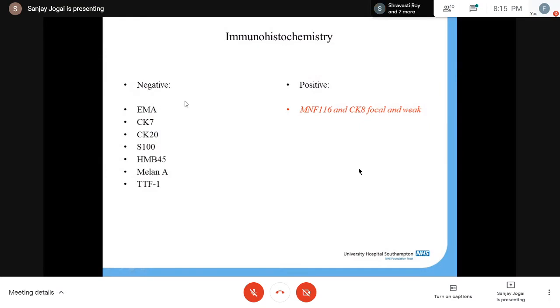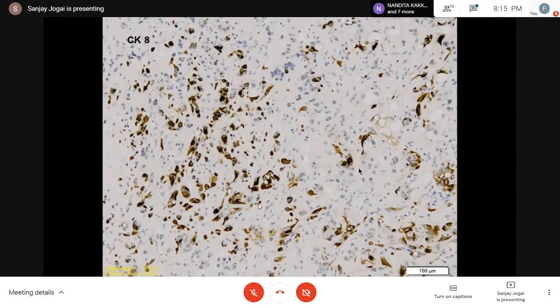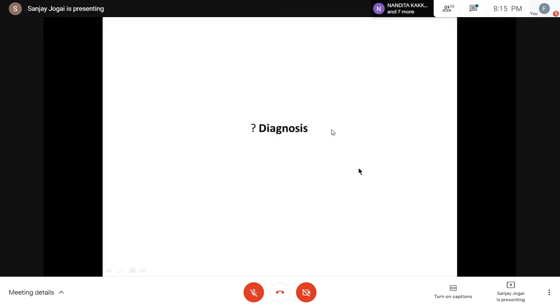So a huge panel of immunos were done. It was negative for EMA, 720, S100, HMB45, Melan-A, and TTF1. The only things showing positive were MNF116 and CK8. Clearly these are epithelial markers. This is CK8, which is nicely positive. So what could that be? Is it a metastatic carcinoma, would we think?